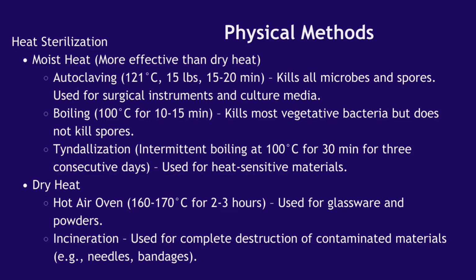Boiling, 100 degrees Celsius, for 10 to 15 minutes. Kills most vegetative bacteria, but does not kill spores. Tyndallization, intermittent boiling at 100 degrees Celsius for 30 minutes for 3 consecutive days. Used for heat-sensitive materials. Dry heat, hot air oven, 160 to 170 degrees Celsius for 2 to 3 hours. Used for glassware and powders.